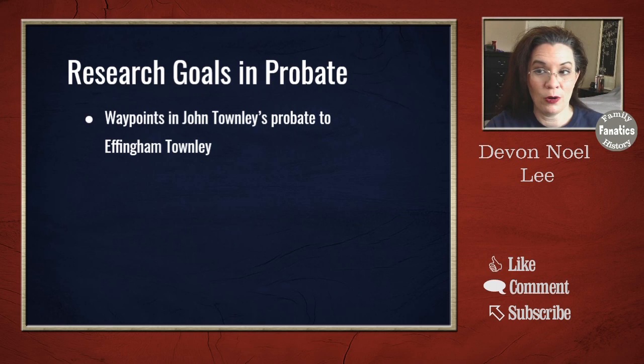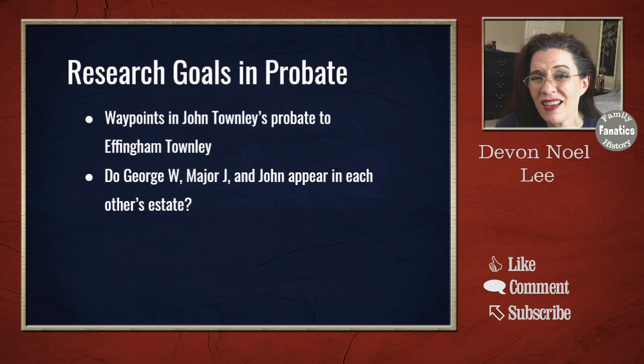I'm looking for waypoints that establish John and Effingham somehow. They may not clearly state that John is connected to Effingham, but there might be some waypoints that I'm looking for. I'm also, remember there were Major and George in the 1840 census in Cincinnati, Ohio. They were the only other Townleys in that area when John was living there at the same time. So do Major and George show up in the probate records of John? I don't necessarily think they're going to show up in the probate records of Effingham, but what if they show up there too? Then that would be even greater.